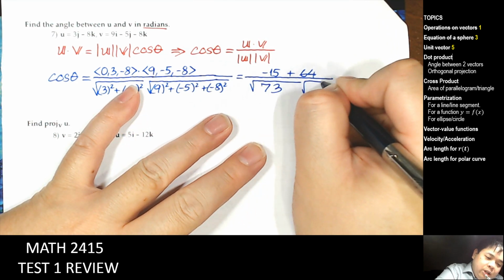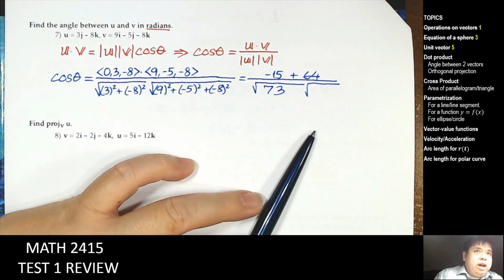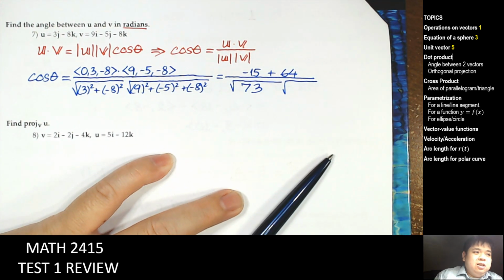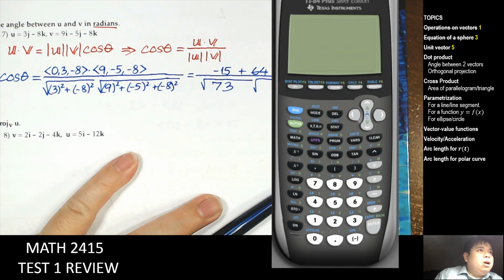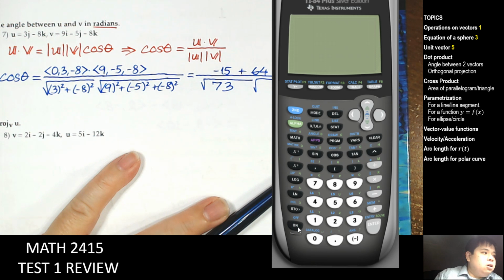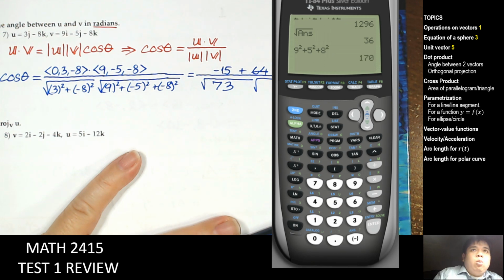It's 73. I'll just use a calculator. Right. Nine squared, 5 squared, and 8 squared. 170.